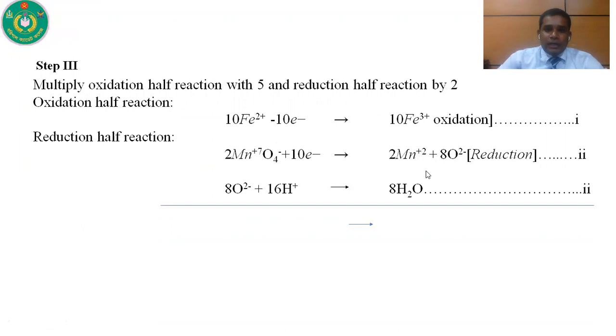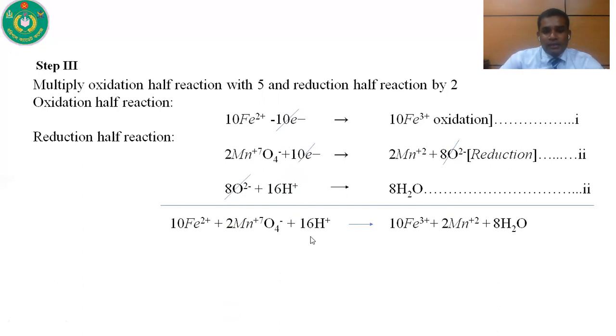So now if we add these 3 equations, we find that this electron will cancel by this electron, and this oxygen is cancelled by this oxygen. So we find 10 Fe2+, 2 MnO4- and 16 H+ on the reactant side, and on the product side we get 10 Fe3+, 2 Mn2+ and 8 H2O.